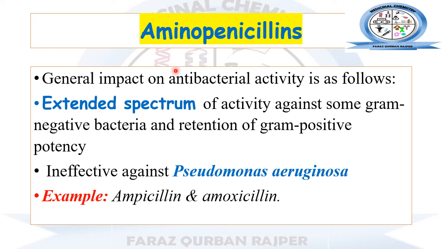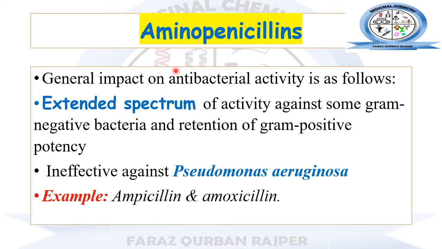Aminopenicillin. Aminopenicillin is another class of penicillin that has expanded spectrum of activity. Means it is active against gram-positive as well as against gram-negative bacteria, but it is inactive or ineffective against the Pseudomonas species. The examples of aminopenicillin are Ampicillin and Amoxicillin.